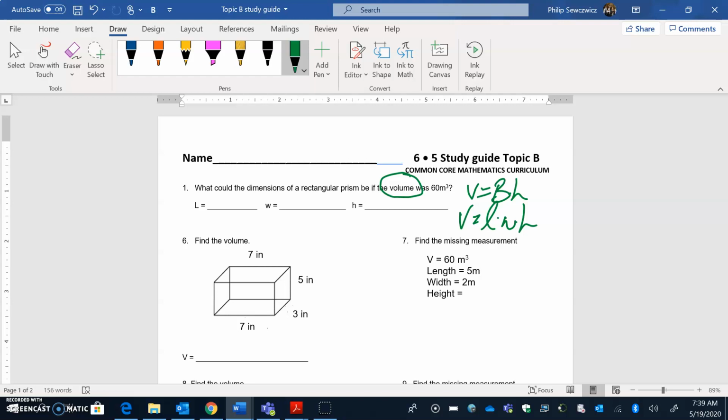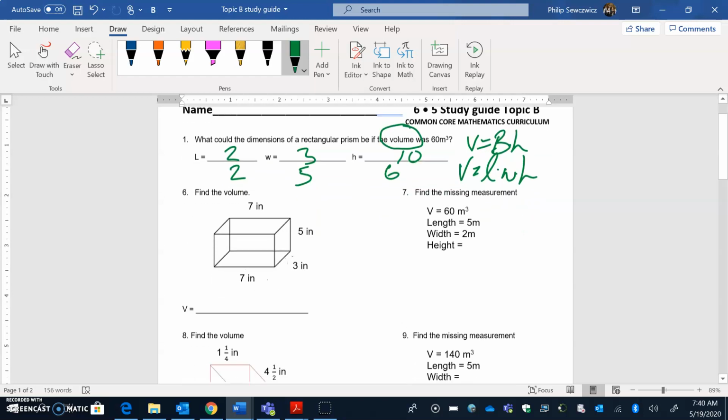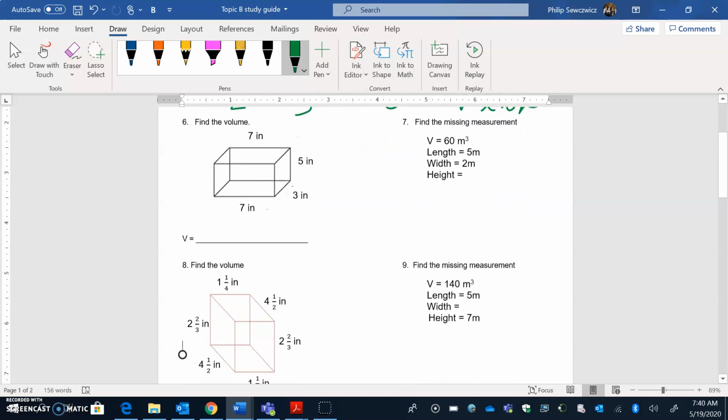So if I need a volume of 60, I need three numbers to multiply to get 60. I'm going to start low here. How about 2 times 3, which is 6, and then 6 times 10, that would give me 60. So that'll certainly work. I could say 2 times 5, which is 10, and then 10 times 6, which would also give me 60. So as long as your three numbers multiply together to give you 60, you have a correct answer.